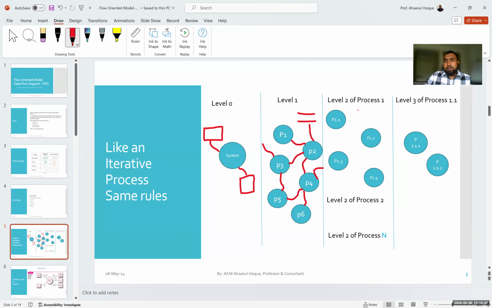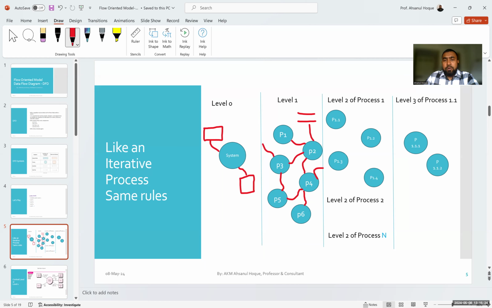Then if we go to level 2, we decompose all the processes we got in level 1. So level 2 of process 1, then level 2 of process 2, level 2 of process 3, process 5, process 6. In this way, we can go up to process n, because here I got only 6 processes, so we can break it down at level 2 up to process 6. If someone gets 7 processes, he or she will go up to process 7, if 8, then 8. So it depends on the system.